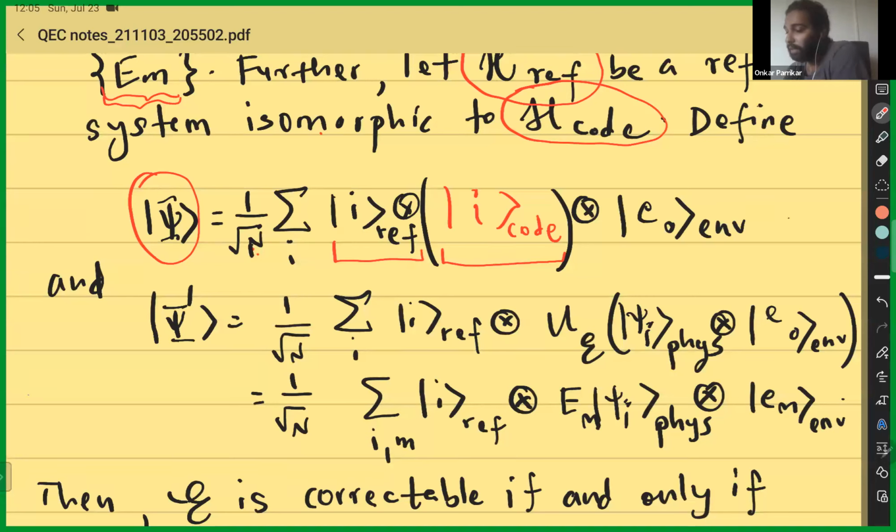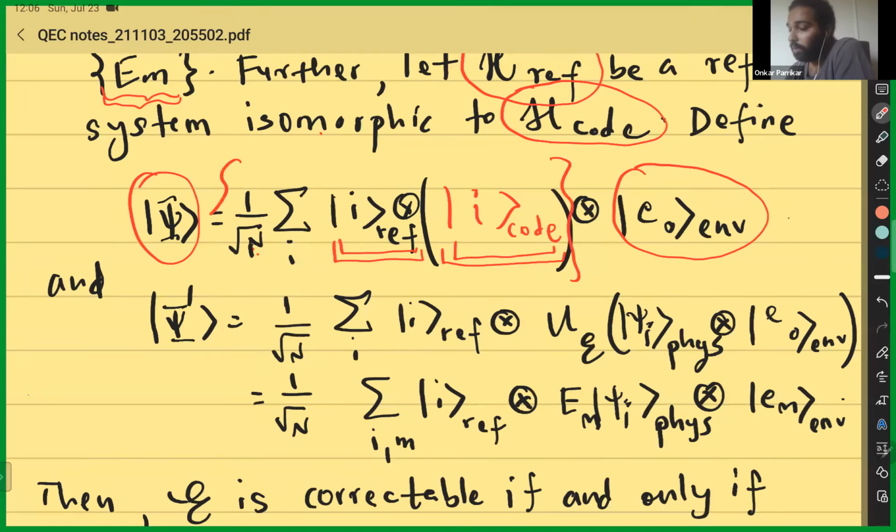Okay, so these I's, remember, are a set of basis vectors for the code subspace. The reference Hilbert space is completely isomorphic to the code subspace, so I can use the same basis if you like. And what I'm doing here is writing down the maximally entangled state between the reference and the code. There is an environment factor sitting around, but it's completely decoupled.